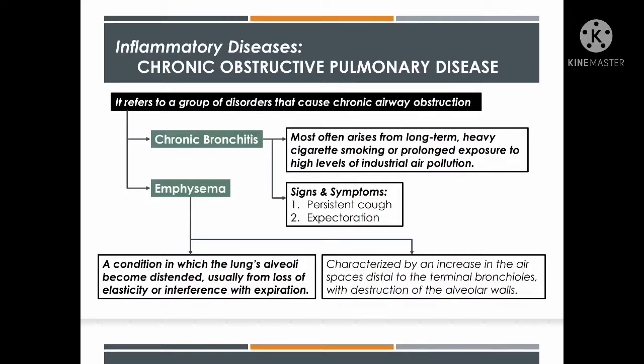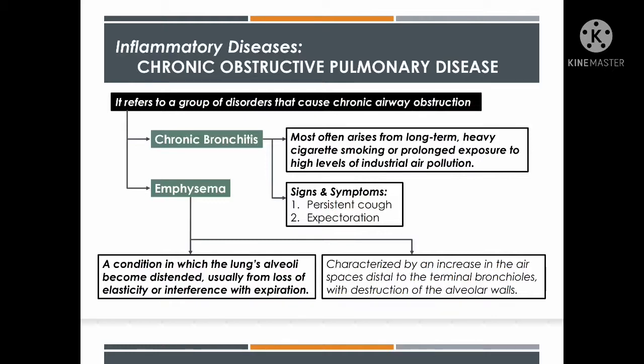Chronic obstructive bronchitis most often arises from long-term heavy cigarette smoking or prolonged exposure to high levels of industrial air pollution. Chronic exposure to these respiratory irritants leads to hyperplasia of the mucus glands, hypertrophy of the smooth muscle, and thickening of the bronchial wall. Persistent cough and expectoration are the primary symptoms of chronic bronchitis. Additional signs and symptoms include wheezing, shortness of breath, and arterial hypoxemia, leading to right-sided heart hypertrophy and failure, or cor pulmonale. Chest radiography may demonstrate hyperinflation of the lungs.